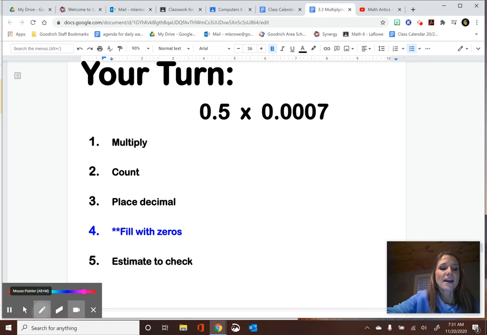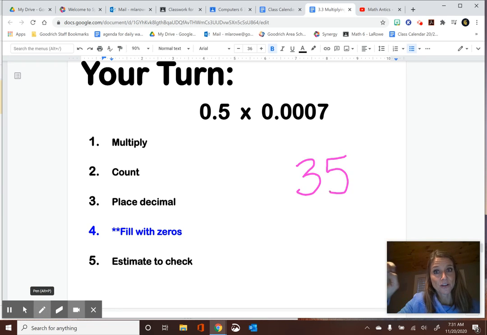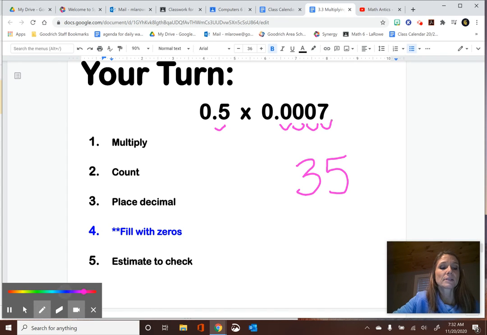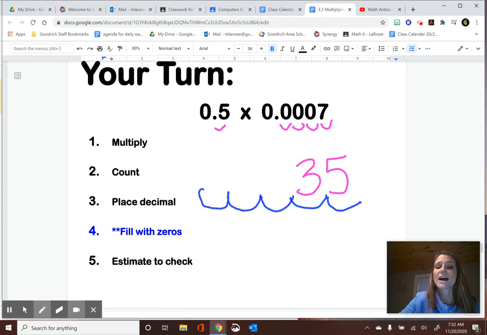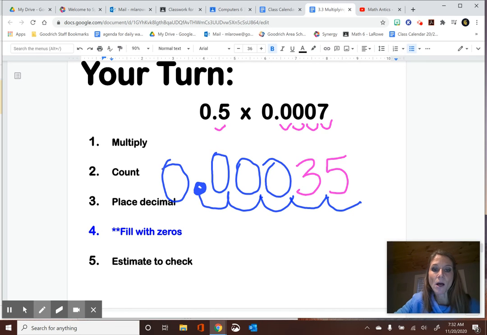So 7 times 5, you know, is 35. But this is definitely not 35 wholes. So we need to place our decimal in here. We're going to count 1, 2, 3, 4, 5 total. So my answer also needs 1, 2, 3, 4, 5 total before the decimal gets to settle in. These empty spots need placeholder zeros, and your ones spot can get a zero as well.